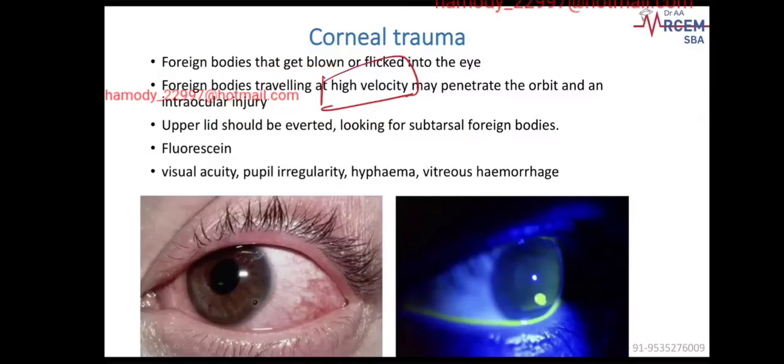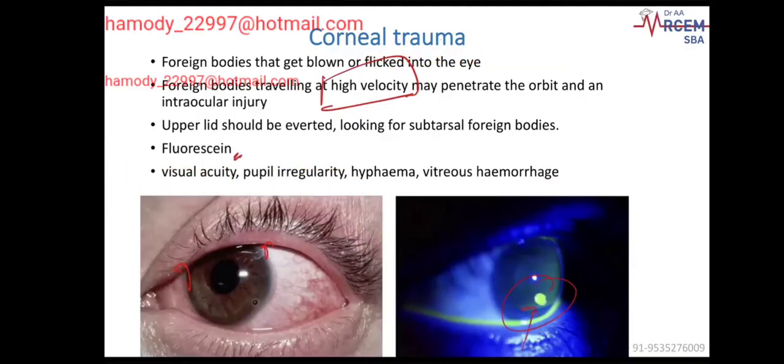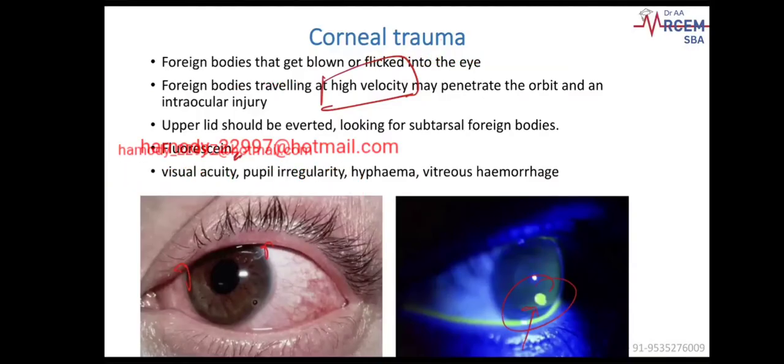Whenever you're looking for a foreign body, always evert the upper eyelid. Sometimes it will be stuck under the upper eyelid, and the symptoms will be like, whenever I close my eyelid, I feel some pricking sensation, I feel some foreign body sensation. When I keep my eye open, I don't have the symptoms. That is suggestive of a foreign body stuck behind the upper eyelid. Fluorescein will help you. It will really pick up the foreign body if you're having difficulty visualizing it.